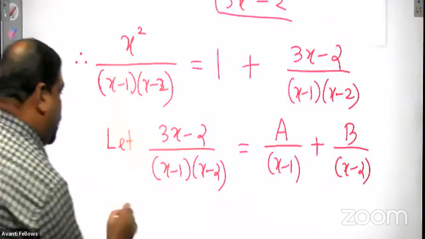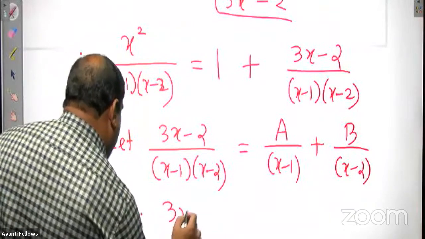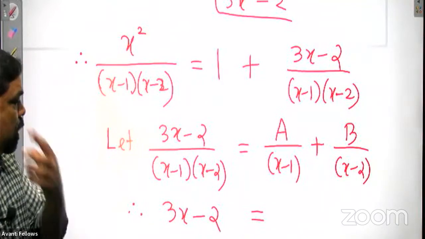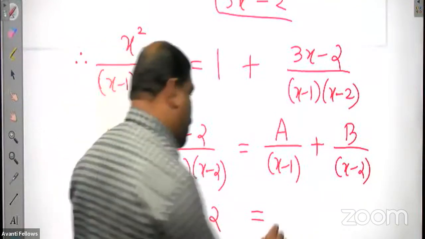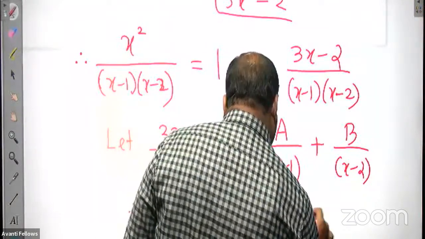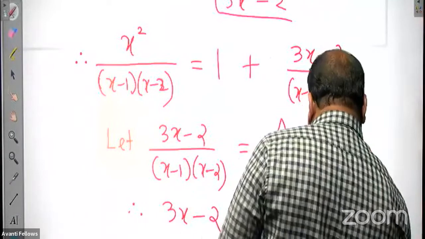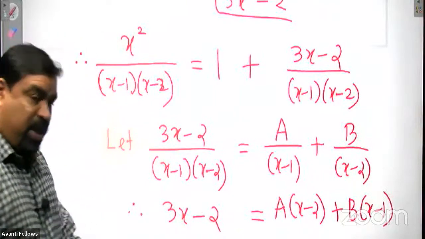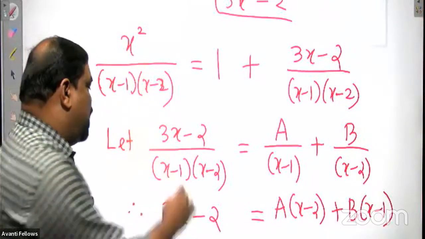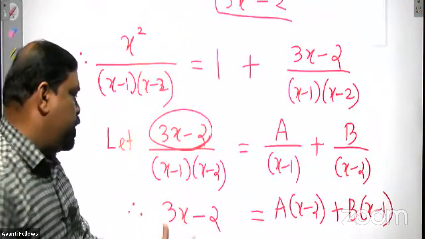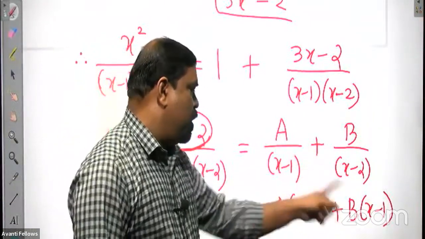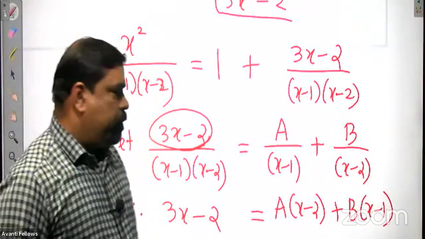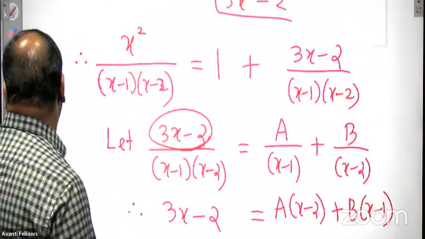Now we have to find A and B. You know the method. For that, you compare the numerator on both sides. Make the denominator the same on both sides, so on the right side just cross multiply: A(x - 2) + B(x - 1) all divided by (x - 1)(x - 2). Comparing the numerator, 3x - 2 equals A(x - 2) + B(x - 1). We have to find A and B. That is the next target.